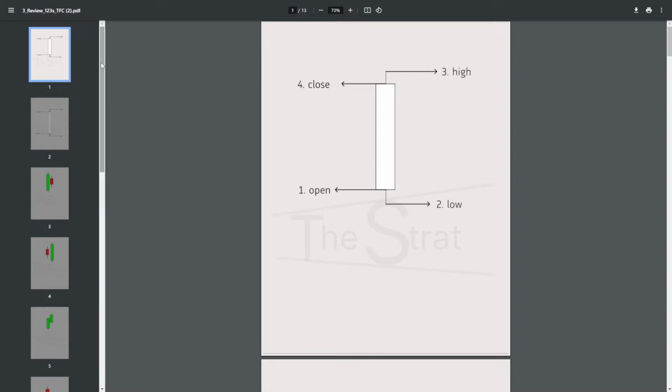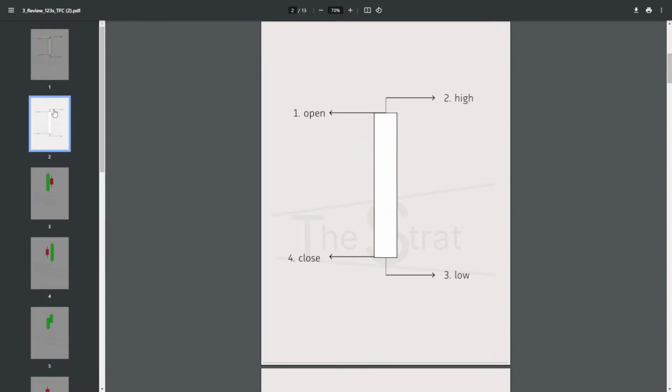So first, the ones, twos, and threes and the candle colors. Pretty simple. So this candle's white, but given what we're shown here, what color would that be? Since it opens lower and closes higher, that'd be a green candle, where buyers are in control, they're going higher. We also have a red candle because it opens higher and it closes lower. So that would be red. Really simple.